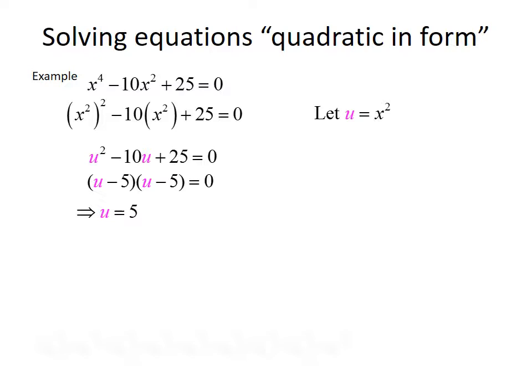But remember, our problem wasn't in terms of u, it was in terms of x. So we need to go back and find out what x would be if u is equal to 5. So let's reuse our substitution from before. If u equals 5, then that means that x squared will have to equal 5. So x squared equals 5. We can now solve this using the square root method. We take the square root of both sides of the equation, and we see that x equals plus or minus the square root of 5.